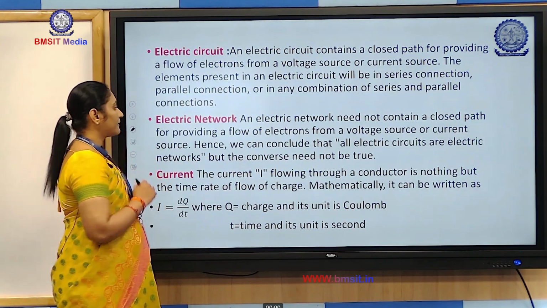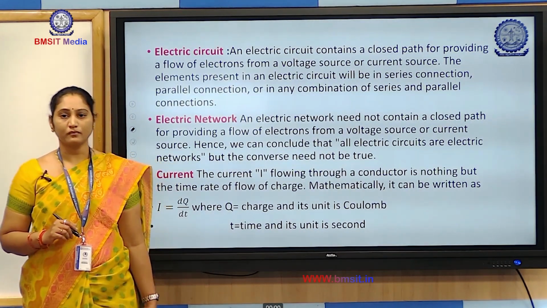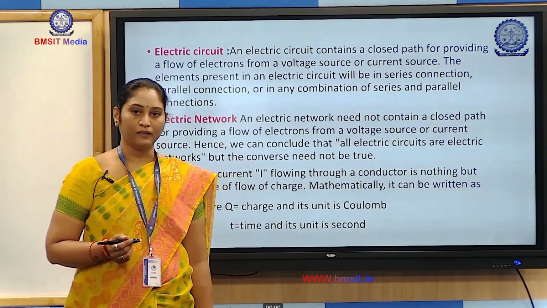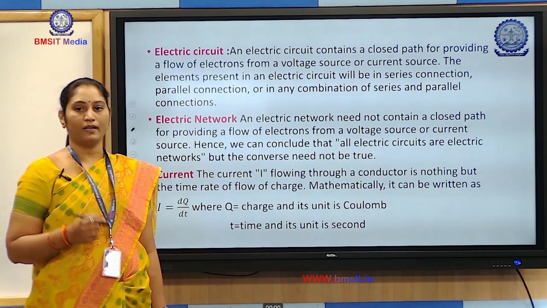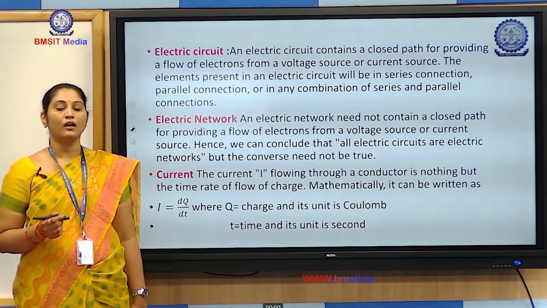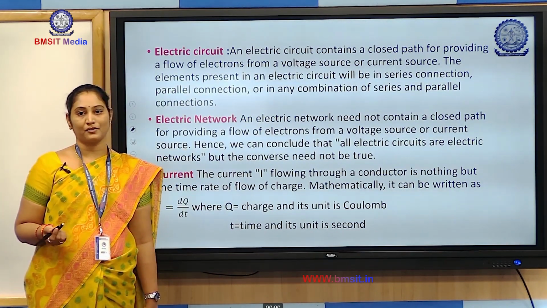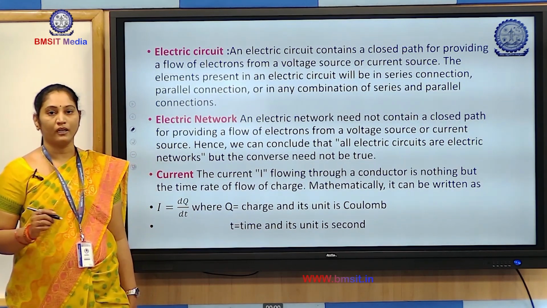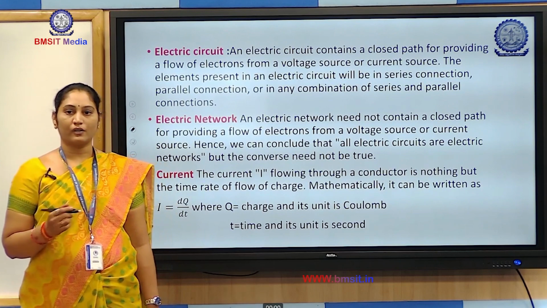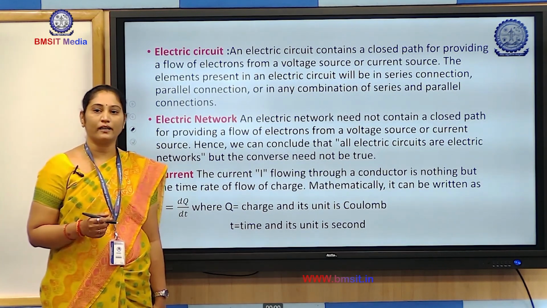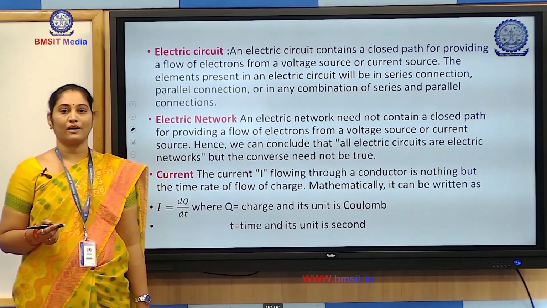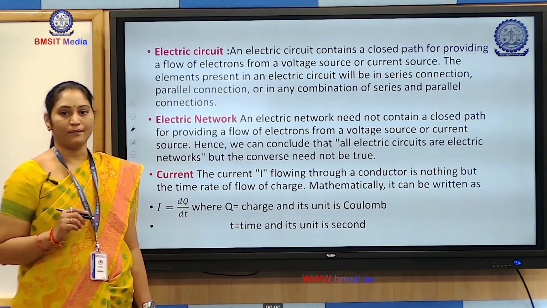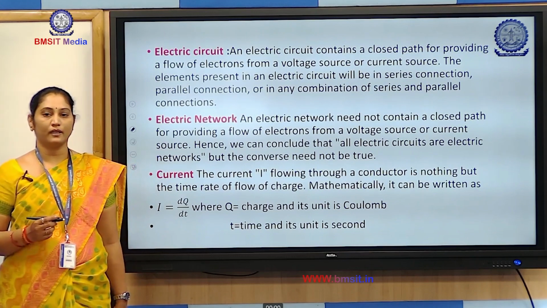Next comes electric network. An electric network needs to contain a closed path for providing a flow of electrons from a voltage source or a current source. Sometimes the terms electric circuit and electric network can be interchanged. We can conclude that all electric circuits are electric networks, but it is not true for the reverse.